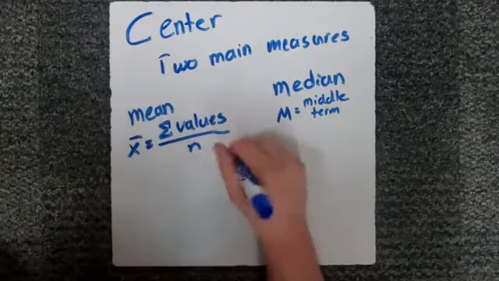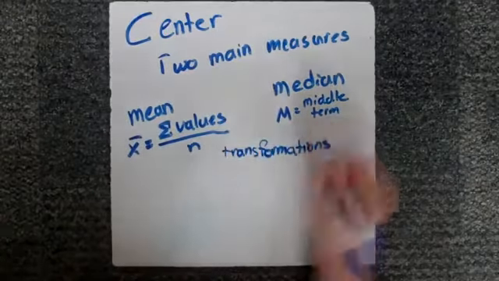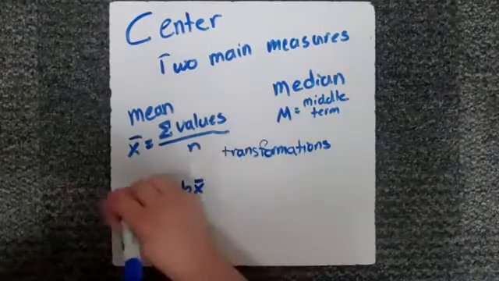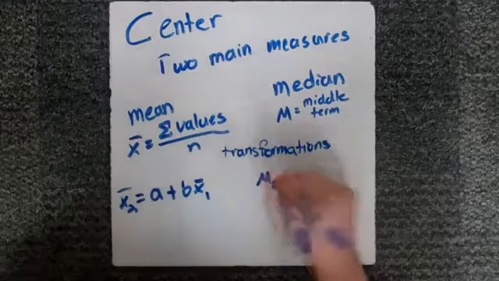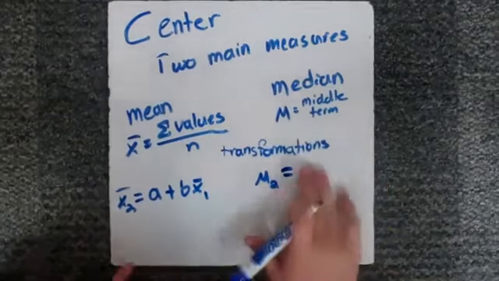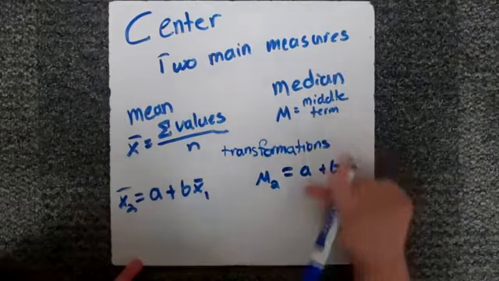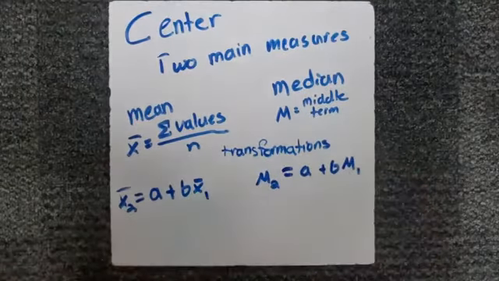There are two different ways to transform mean and median. For mean, your new x bar is equal to a plus b times your original mean. For the median, it's the same: a plus b times your old median.